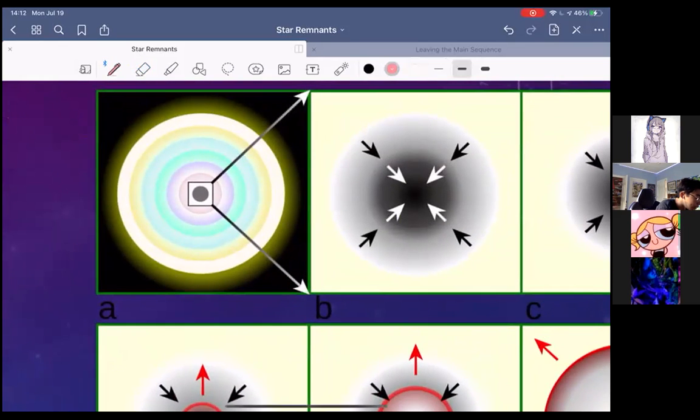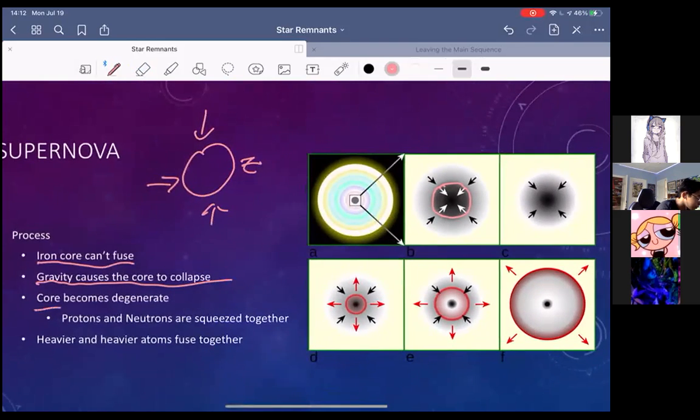And as that core collapses, see, it goes like this. All this black stuff here is what we call degenerate, right? The same thing inside a white dwarf. The core becomes degenerate, and all these atoms are squished together as close as they possibly can. But you still see these black arrows, right? These black arrows are even more mass. Even though the core has become degenerate now, you still have even more mass that's being collapsed in onto the core.